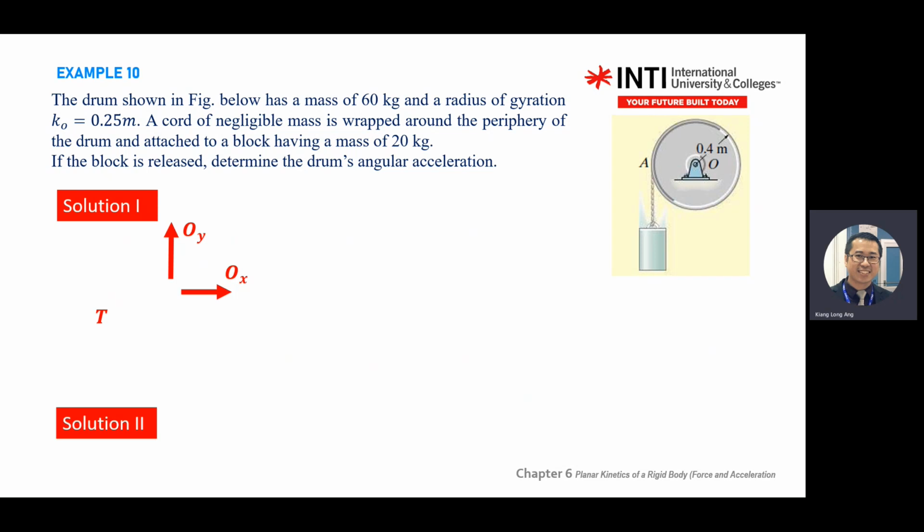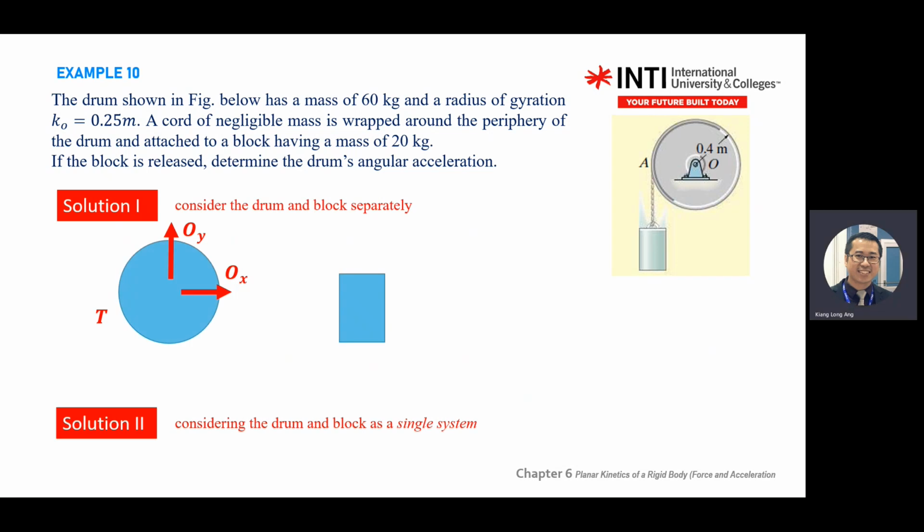I have two solutions. I give you the first and the second. For the first one, you do a free body diagram. In the first solution, I do it separately, meaning I look at the drum and the mass as separate systems. And later I'll show you the other solution, where I look at it as a single system.